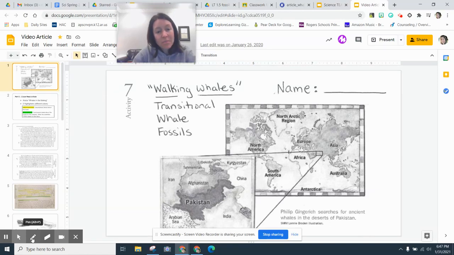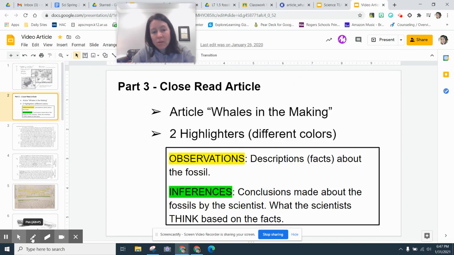In this article, you're going to be reading more about the transitional whale fossils that scientists have found and what they see in the fossils and what inferences or conclusions they can make. So, the goal of this assignment is while closely reading the article, you're going to be highlighting observations and inferences. Observations are descriptions or facts about the fossil, and inferences are conclusions made about the fossil or what scientists think based on the facts. So, what I'd like to do is help you get started.